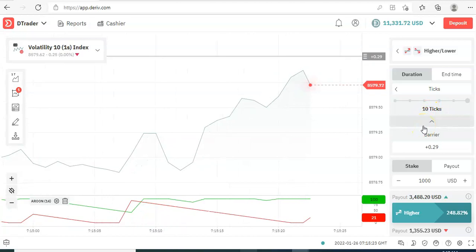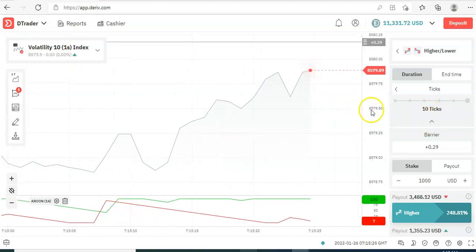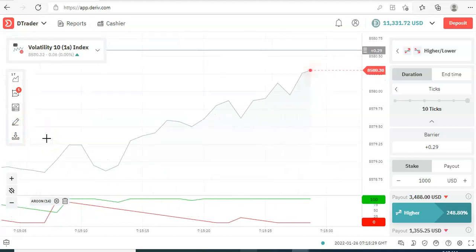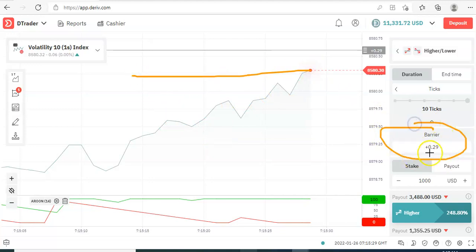So what it simply means here is, let me just see if I can draw some lines on the screen. What it simply means here is that you are saying that you want to enter a market at this point, okay, and you have to set a barrier. Okay, your barrier can be, this is the default value that they've given us, plus 0.29. So it can be minus as well. You can actually put it on minus 0.something, or 0.1 and things like that.